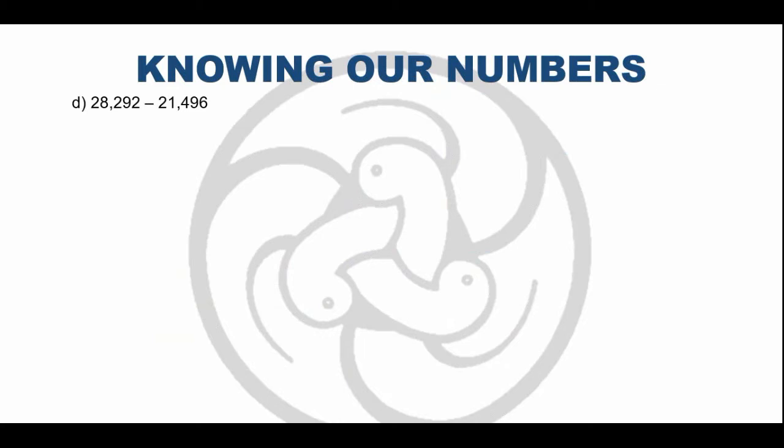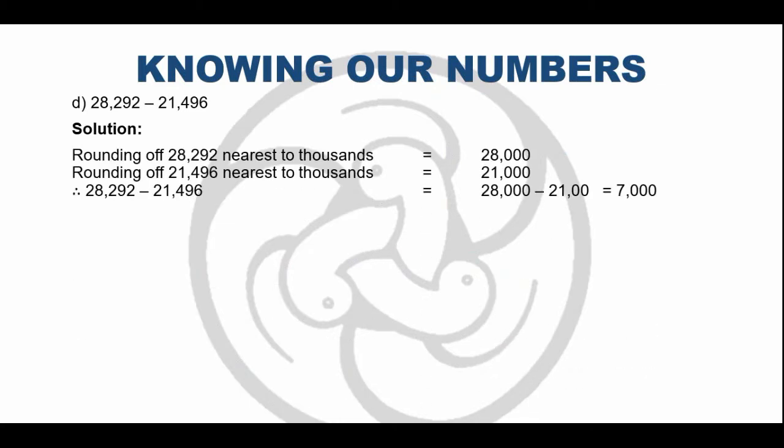So next one is 28,292 minus 21,496. You have to round off to the nearest 1000 position. What is in the 1000 position? It is 8. So you have to look at the right side number, that is 2. It is less than 5. That means you have to write the number as it is. So it will become 28,000.